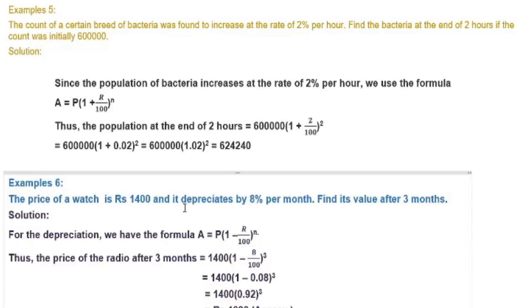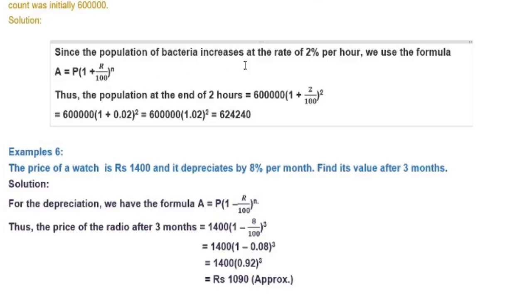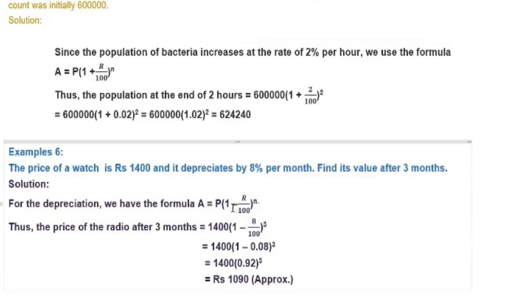Here depreciate means the value decreases. The value of the watch is decreased at the rate of 8% per month. So we have to calculate the value. So we can use the formula for the depreciation. We have the formula amount equal to P into 1 minus R by 100. So the value is decreasing, so we will write here minus R by 100. And in the previous one, the number of bacteria is increasing, so there we will take plus R by 100. So this thing you have to take here. In case of increase, we will take plus R, and in case of decrease percent, we will take minus R.